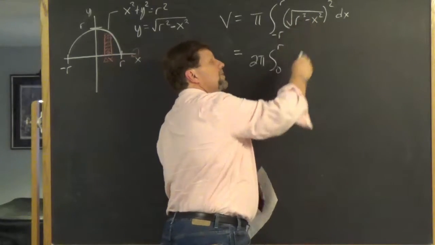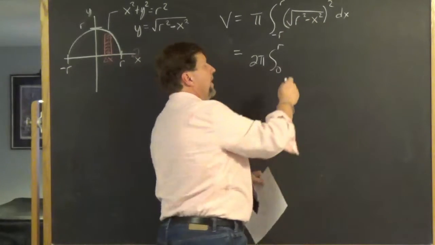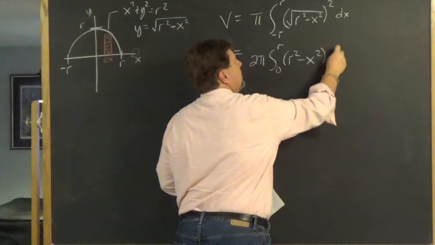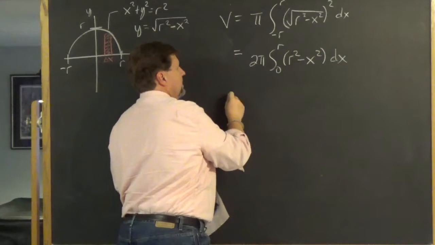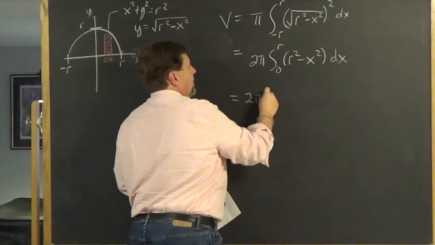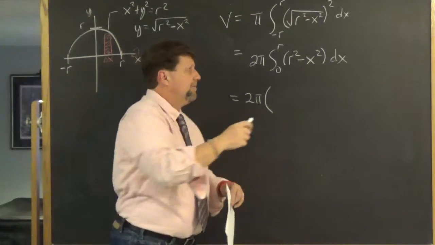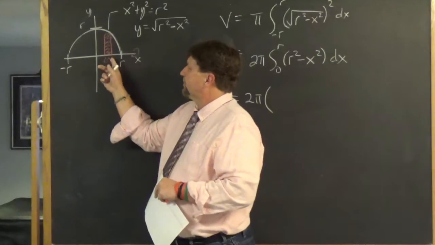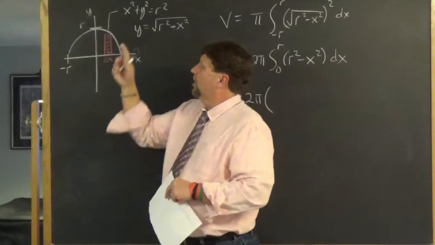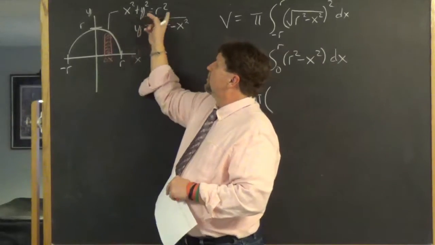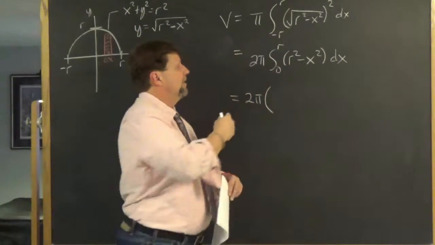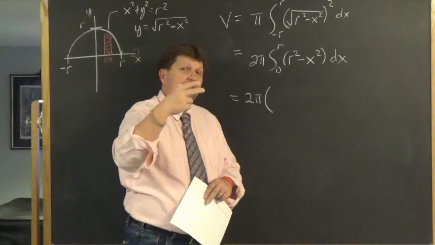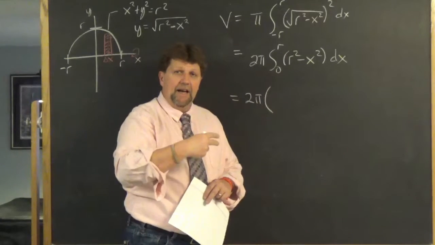The square root of r squared minus x squared, when you square that, gives you just r squared minus x squared. We're integrating with respect to x. So when we integrate with respect to x, you have to keep in mind r is just a constant. If this circle had a radius of 4, r would be 4, so this would be 16. When you integrate a 16, you would get 16x.